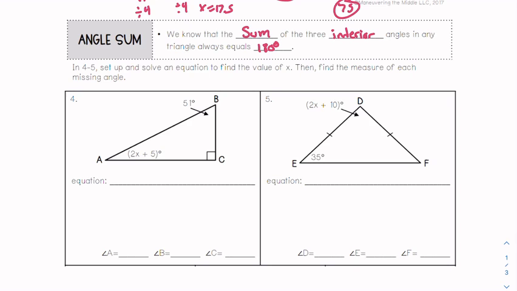So let's use that information to help us answer numbers 4 and 5. Number 4 is a right triangle. We know it's a right triangle because they have this little right angle marked here. This little square means right angle, which means it's 90 degrees. So we're going to go ahead and write in a little 90 degrees there.